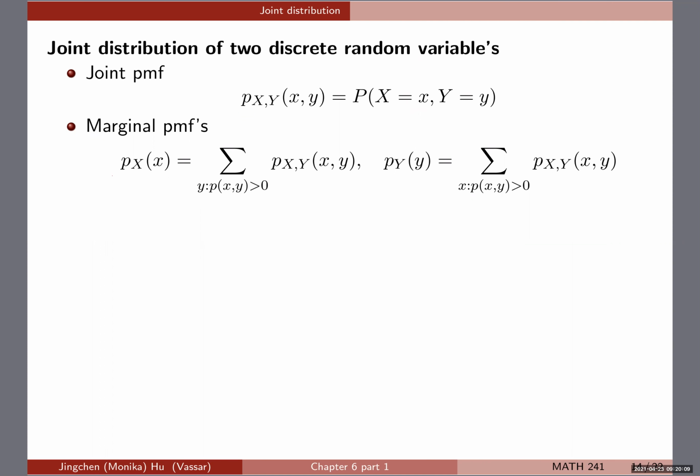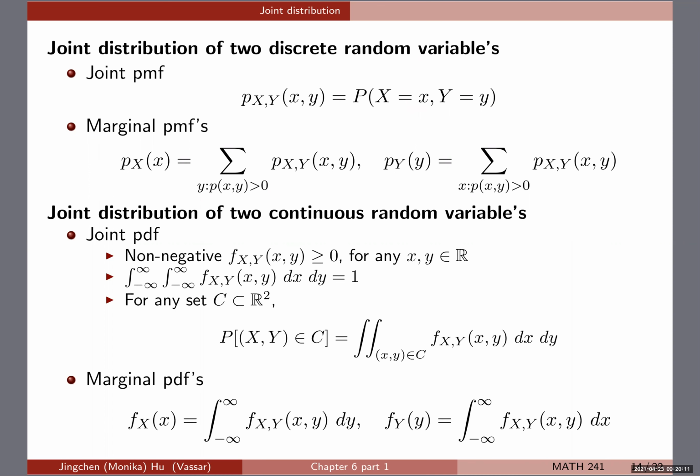And then the concept of joint distribution of two continuous random variables, we have the joint PDF definition. Those requirements: you need to have a non-negative joint PDF, and also the double integral of the joint PDF should integrate to 1. And of course, if you have a set of probability that you want to compute, a set C in R2, then the probability of this pair (X, Y) in this set C should be a double integral of the joint PDF function within this set.